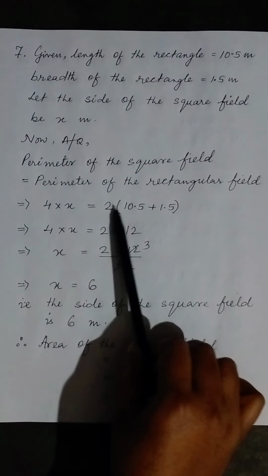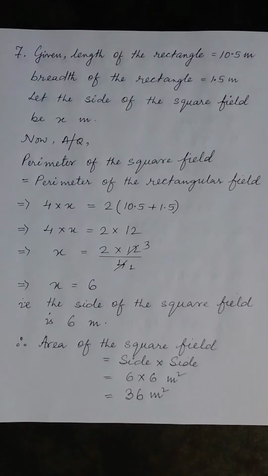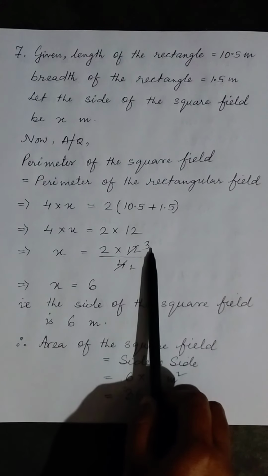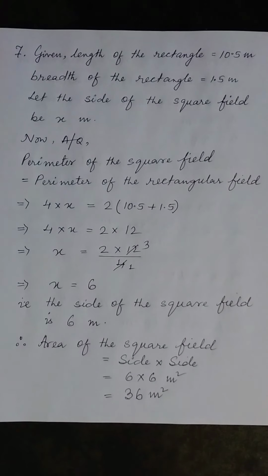4 into x equals 2 into 10.5 plus 1.5, which is how much? 10.5 plus 1.5 is 12, is it? So 2 into 12. Now x will be equal to 2 into 12 by 4. 4 into 3 is 12, and 3 times 2 is 6. That is, the side of the square field is 6 meter.